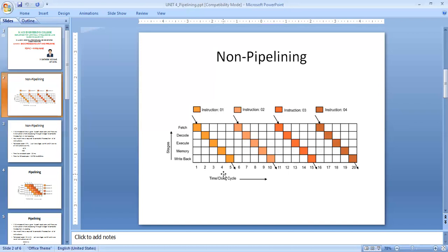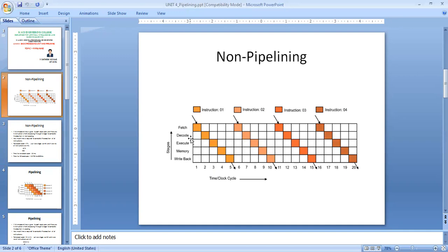So what will happen? To complete these 4 instructions, we need a minimum of 20 clock cycles. As well, here there is no overlapping method. That means instructions cannot be handled simultaneously. So multitasking is not performed here. This drawback has been eliminated in pipelining.